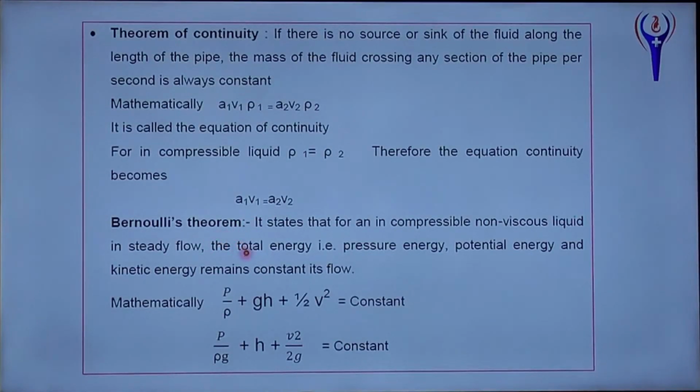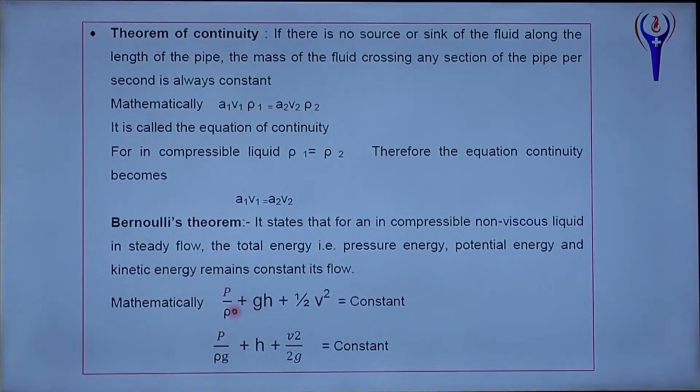And Bernoulli's theorem states that for an incompressible non-viscous liquid in steady state, the total energy, that is pressure energy, potential energy and kinetic energy, remains constant. That is called Bernoulli's theorem. Pressure energy is P by rho, and actually all are energy per unit mass. The potential energy formula we know, mgh; mgh by m, that is gh.